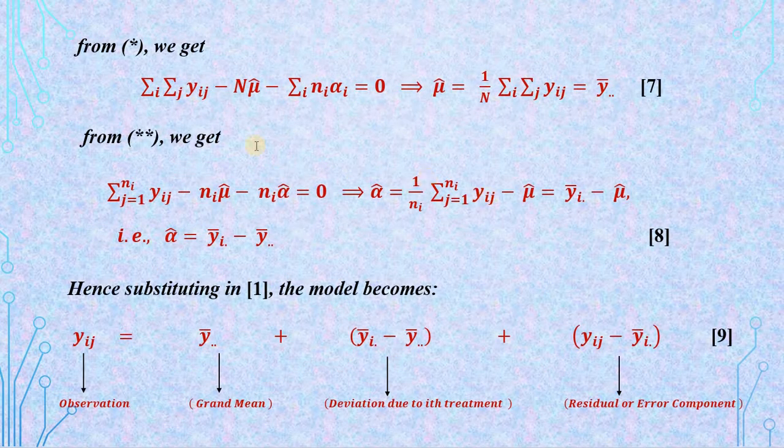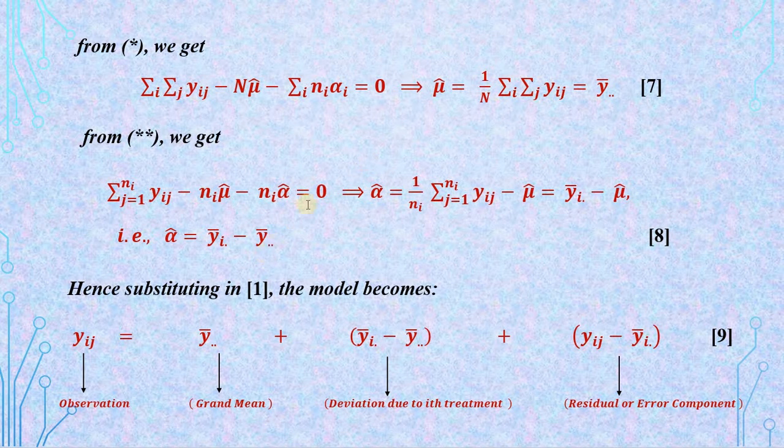So from the first normal equation, after simplification, we have mu cap equal to 1 by n double summation yij. This is equal to nothing but the overall mean, y double dot bar. And from the second normal equation, after simplifying, we get alpha cap is equal to yi dot bar minus y double dot bar. This is the mean of the ith treatment minus the overall mean.